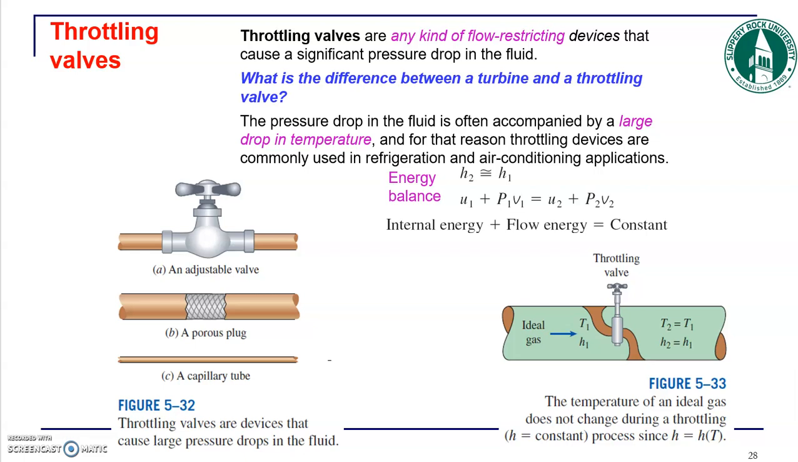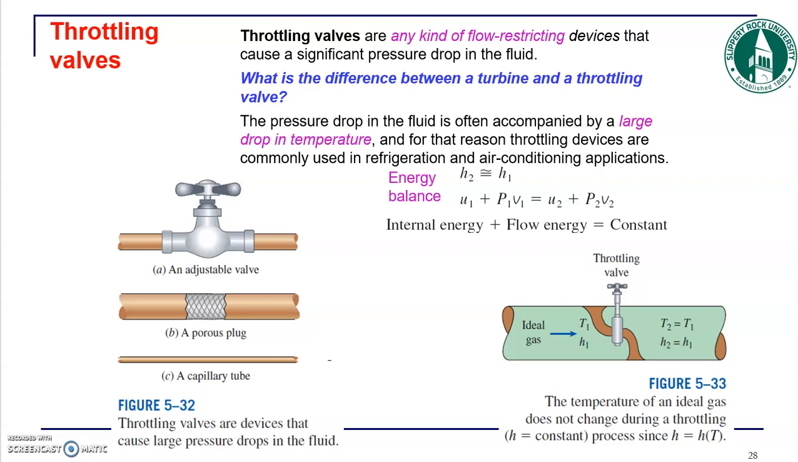Hello everyone. In this lecture, I'm going to talk about other engineering devices. We already talked about compressors, diffusers, nozzles, turbines. So we want to apply the first law of thermodynamics to other engineering devices. The first one is the throttling valve.